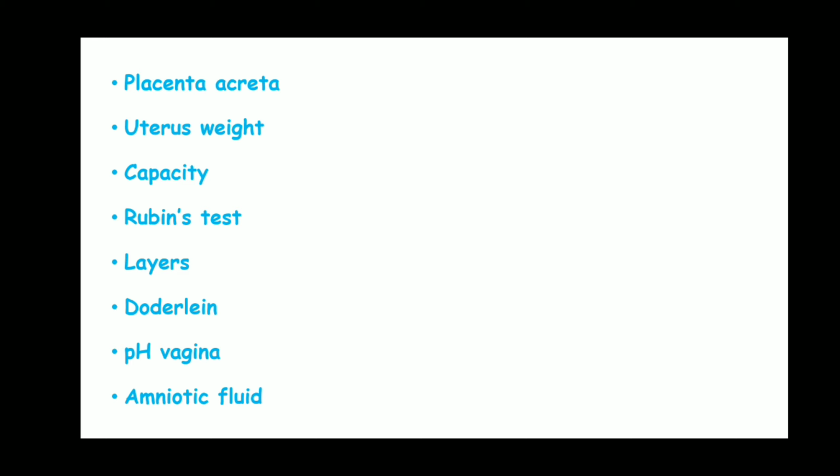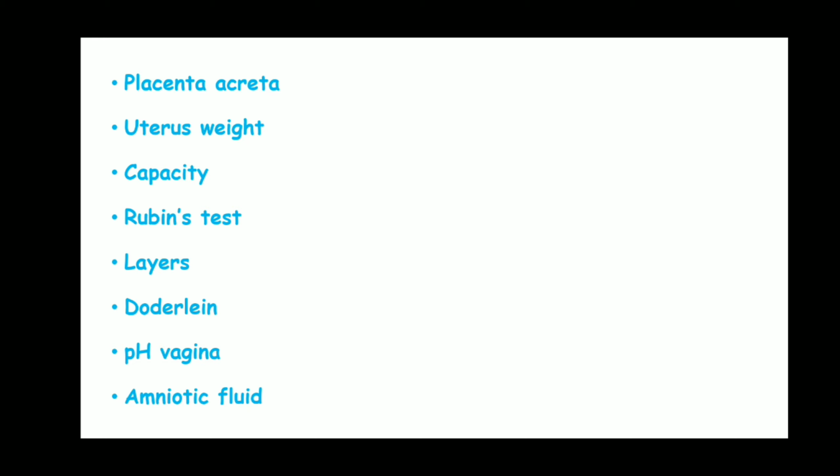Layers of the uterus we already mentioned: endometrium, myometrium, and perimetrium. Doderlein bacillus is a very important bacillus that we know as normal flora. Doderlein bacillus provides the vaginal acidic pH and prevents infections. The pH of the vagina is 4.5 to 5.5, that's acidic.